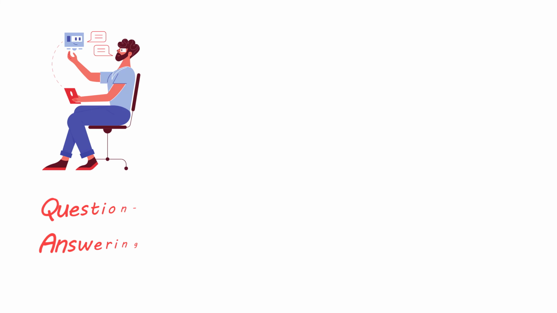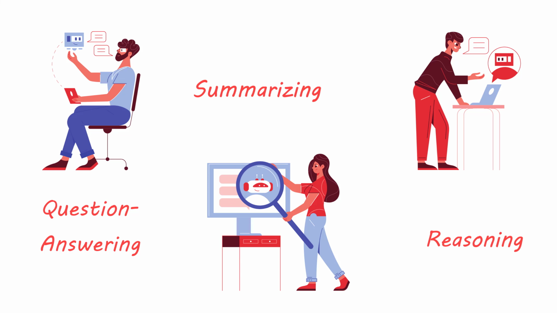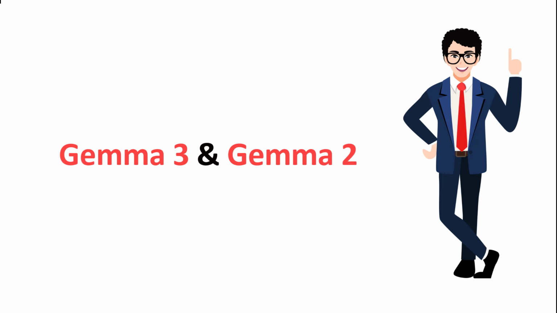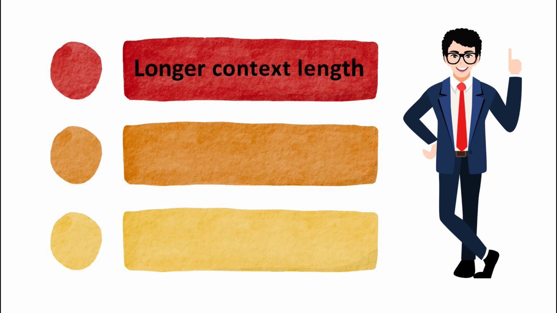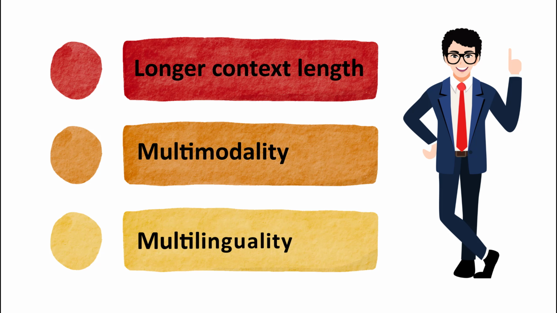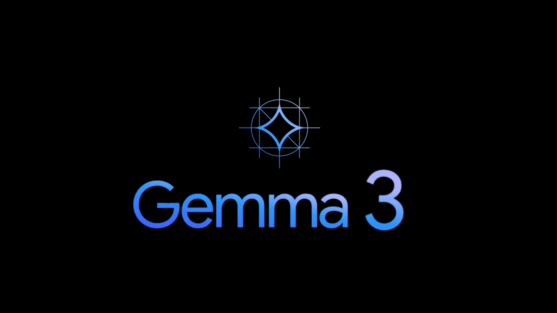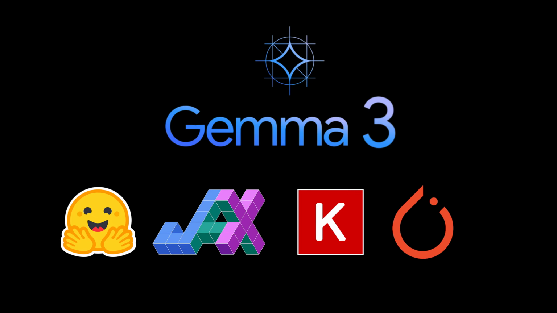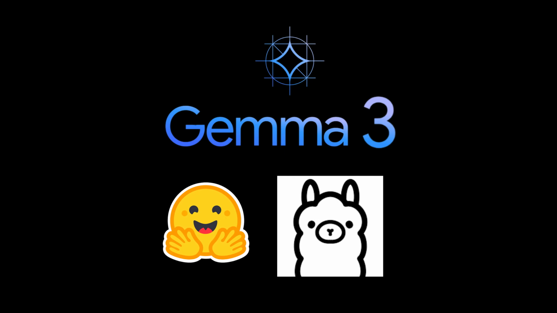Plus, these models allow you to implement tasks such as question answering, summarizing and reasoning. Cool, right? You can also fine-tune Gemma-3 with the LoRA technique. This means that you can easily adapt it for your tasks. In summary, the three main improvements in Gemma-3 compared to Gemma-2 are context length, multimodality, and multilinguality. The good news is that Gemma-3 is supported by popular frameworks like Transformers, JAX, Keras and PyTorch. As always, you can use the Gemma-3 models with the Hugging Face and Ollama platforms.